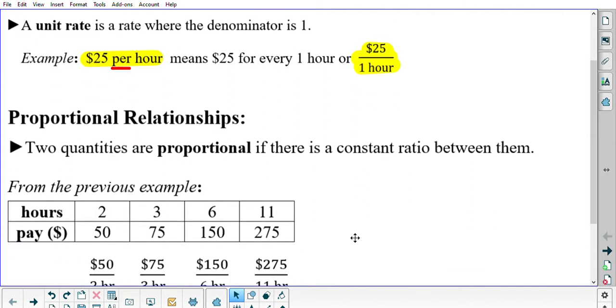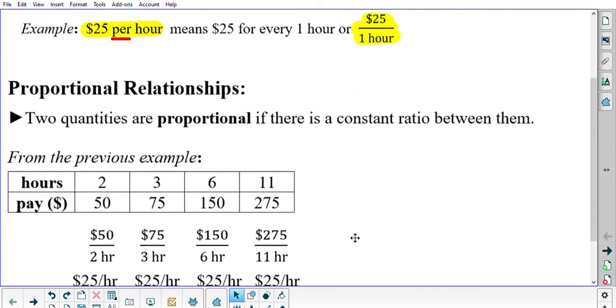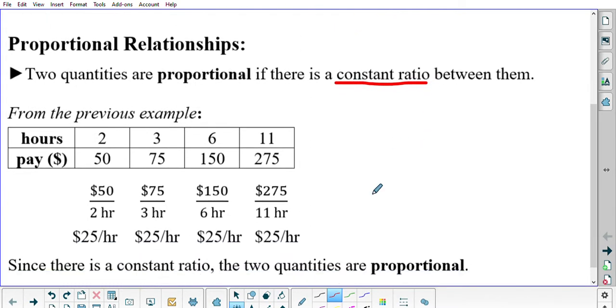Now, this directly ties in with the idea of proportional relationships. Proportional relationships are the kind of relationships where two quantities are going to be proportional if there is a constant ratio between them. And it just so happens that the constant ratio could also be described as a unit rate.